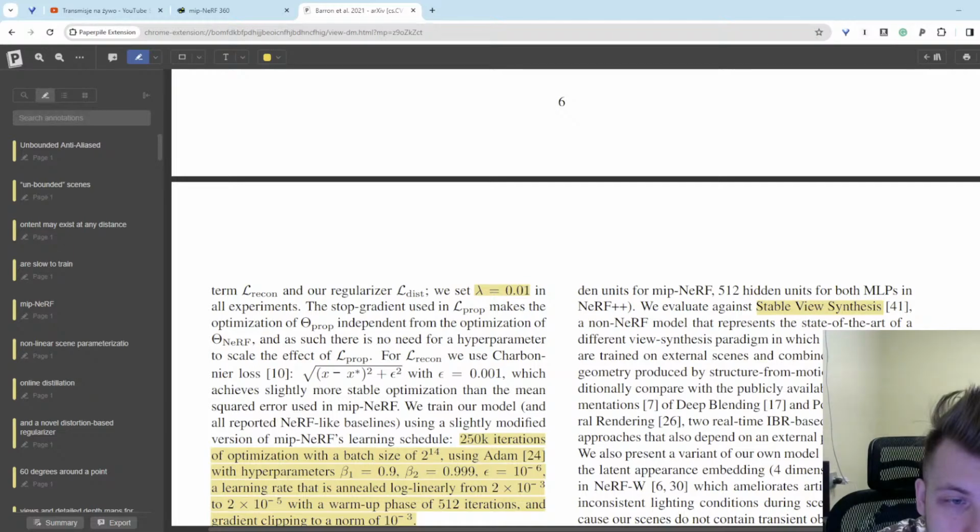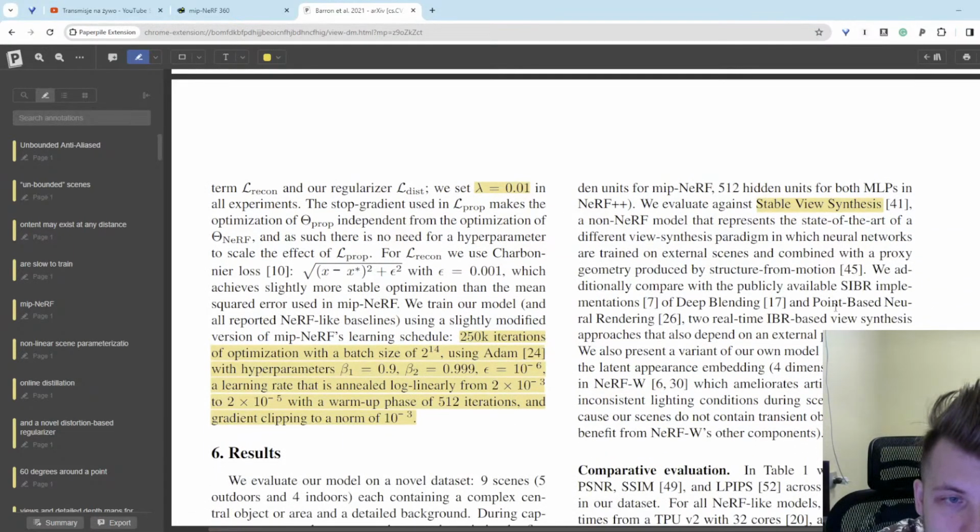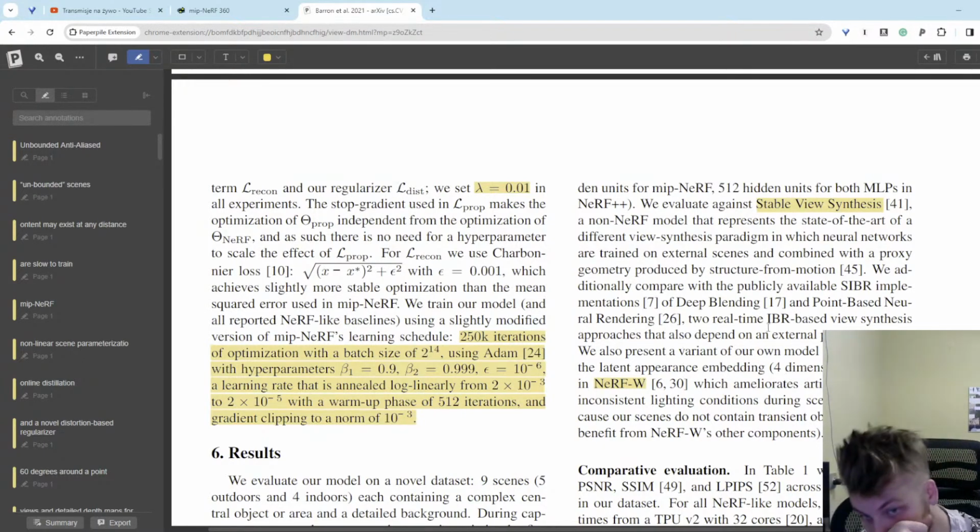We additionally compare with the public implementation of Deep Blending, and so on. So they have a lot of these comparisons. We also present a variant of our model in which we use latent appearance embeddings. This is typical for NeRF in the Wild, the NeRF-W paper, which ameliorates artifacts caused by inconsistent lighting conditions during the scene capture. So if you have multiple timestamps at which you capture the scene because you are walking around with the phone, you're going to have different effects that are only for that particular view. You want to disentangle them from the scene, and that's how NeRF-W does it, by having these additional latent appearance embeddings.